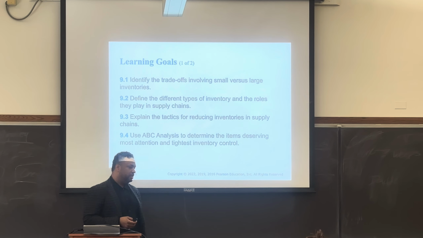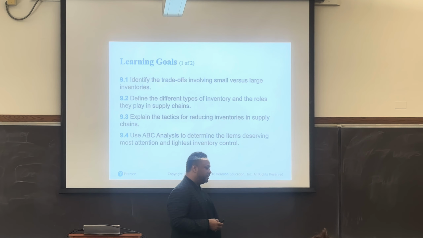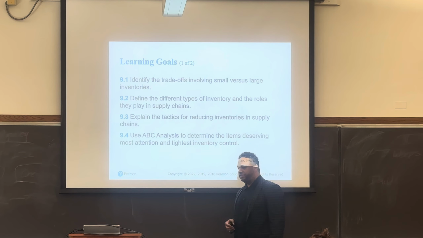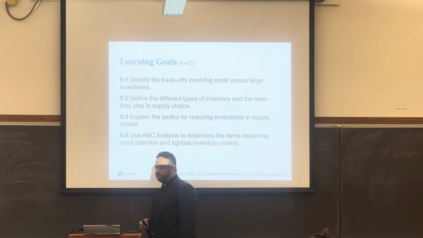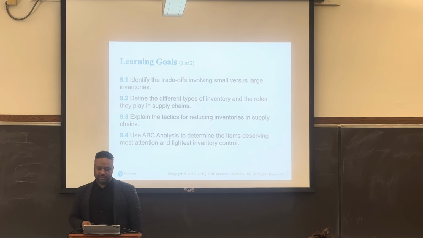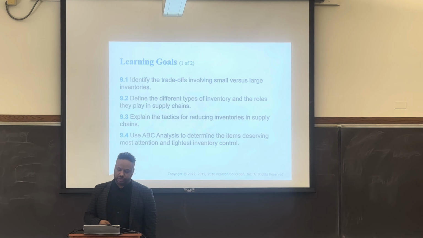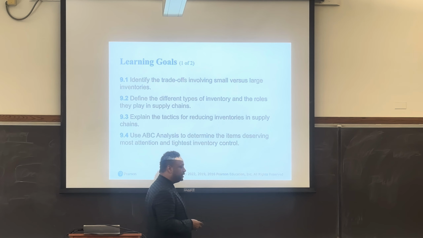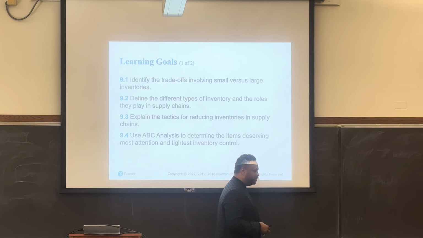We talked about inventory that's being transported, inventory that's not part of a finished good just yet, and inventory that is finished goods ready to be sold. We explained some tactics for reducing inventories and using ABC analysis. ABC is just looking at the priorities of items to be sold.